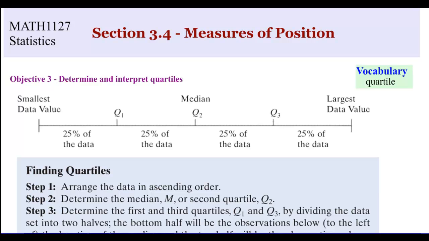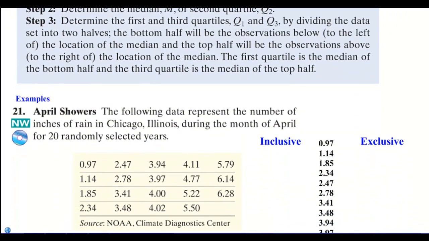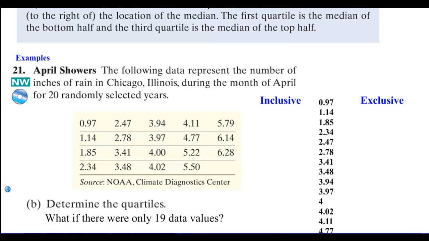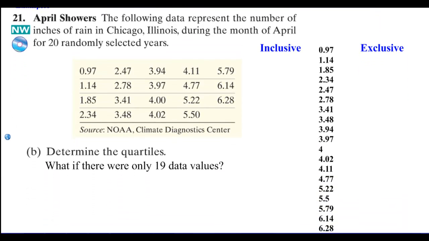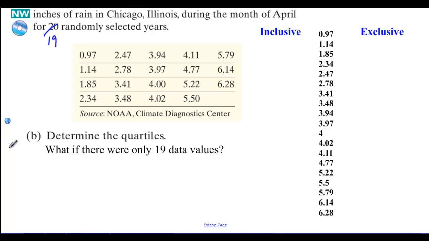All right, let's talk about quartiles a little bit more. So we just went through and found Q1, Q2, and Q3, but we had an even number of data points. Well, sometimes we're going to have an odd number of data points. So here we've gone through the same example with the April showers, but instead of having 20 randomly selected years, we're going to have 19. So we've removed that last data point. So since we have 19, we're looking for the 10th data point to be our median.